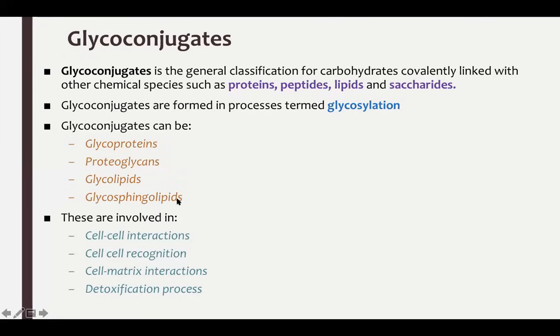So these glycoproteins are mainly proteins where a small amount of glucose is bound. The proteoglycans are actually mostly carbohydrate, but a small amount of protein is attached. Glycolipids are mainly lipid, but some amount of glucose is attached to the lipid, and glycosphingolipids are a subtype of glycolipids. And these glycoconjugates have different functions, like involvement in cell-to-cell interactions, cell-cell recognition, cell matrix interaction, and detoxification process.